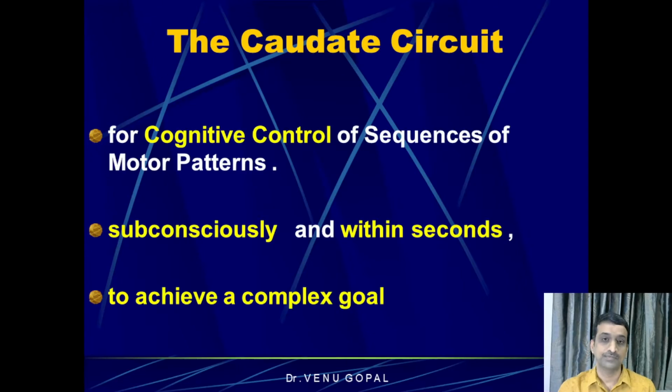Then we will take up the caudate circuit, which is concerned with the cognitive control of the sequence of motor patterns, which is all achieved subconsciously within seconds to achieve a complex goal. So, for example, somebody is walking on the road. Suddenly, a dog is coming towards him ferociously. Then the immediate reaction will be, subconsciously within seconds, he will run to safety and climb to safety. These complex activities are achieved within seconds subconsciously to achieve a complex goal. That is the purpose of the caudate circuit.